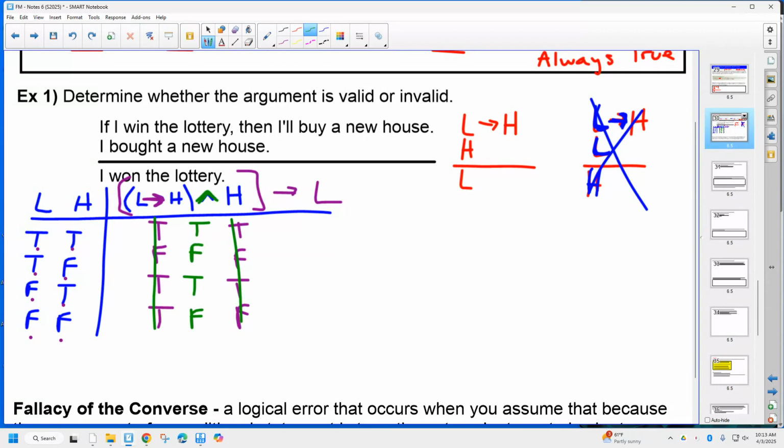And then we're going to do the conditional, but let's copy that L statement. L: true, true, false, false. So we're going to do this conditional. True implies true is true. False implies true is true. True implies false is false. False implies false is true.